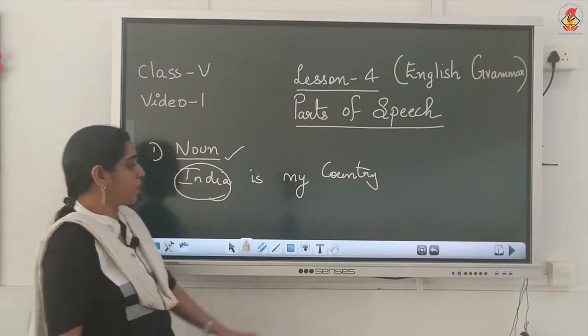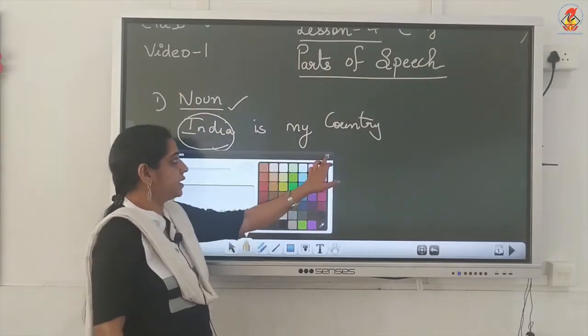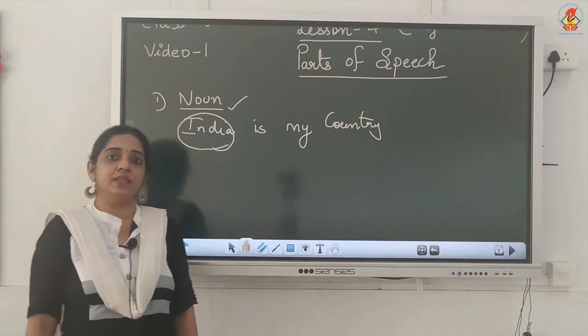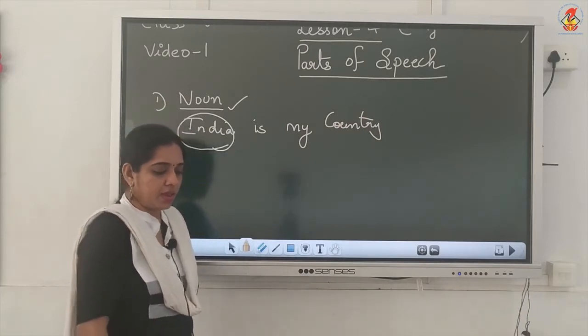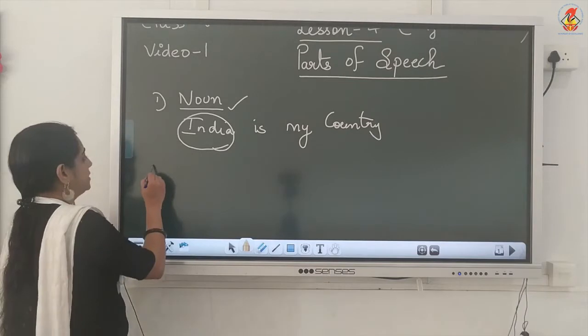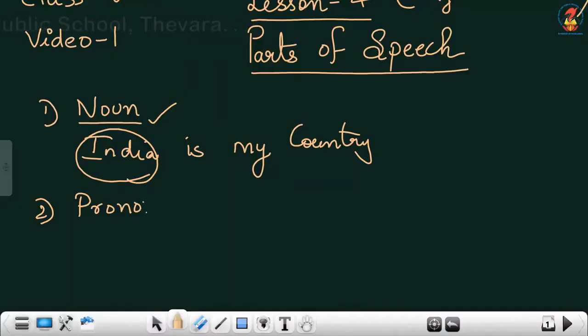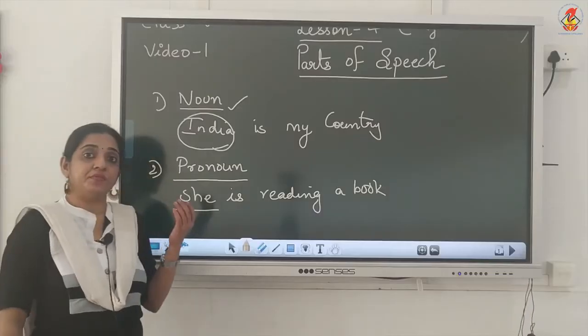Next one is pronoun. What do you mean by pronoun? Pronoun means a word which is used in the place of a noun. See the example. He gave me the news yesterday. The word he is a pronoun. I'll write another example. She is reading a book. What is the pronoun here? She is the pronoun because it is used in the place of a noun.